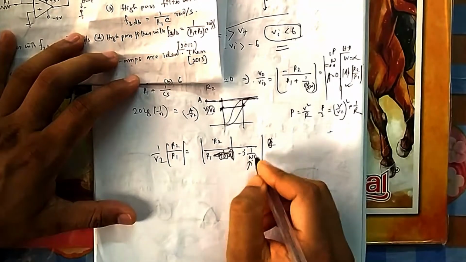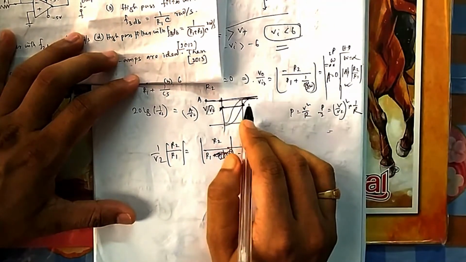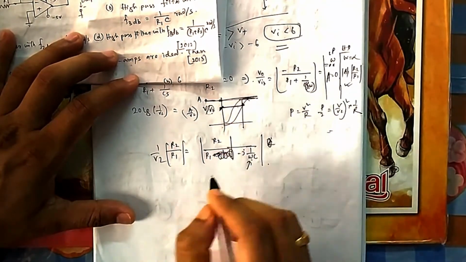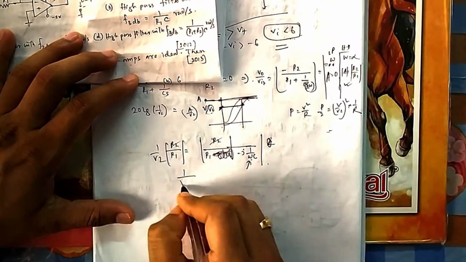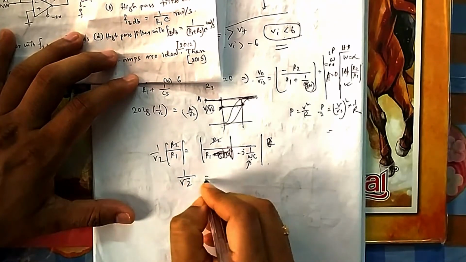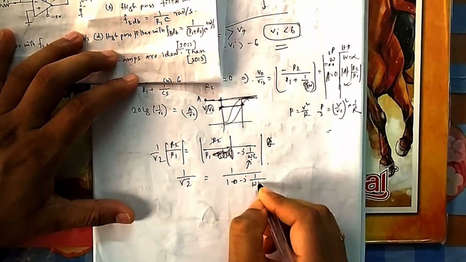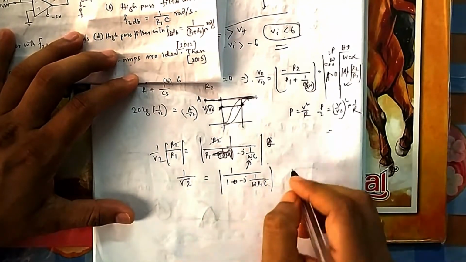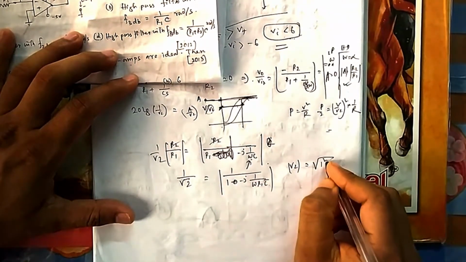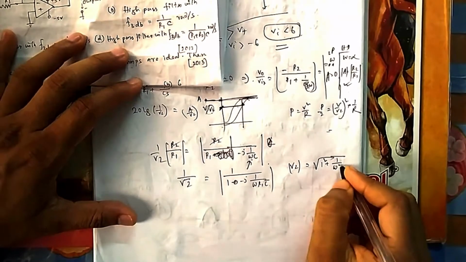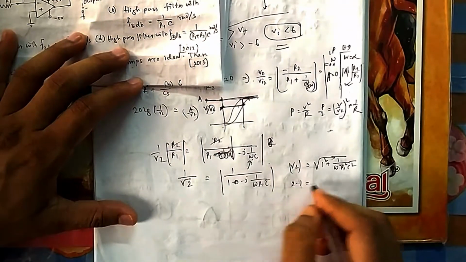At what frequency should this gain come? The final gain is R2 by R1, and it should be 1 by root 2 times the final gain. If you do it, R2 will get cancelled, and it will be 1 by root 2. If I divide by R1, then R1 will also go, then it will be 1 plus minus j by omega R1c. If you take magnitude, root 2 times should be equal to this magnitude. You can see the magnitude is under root 1 square plus omega square R1 square c square. If you take 2 minus 1, you can now solve it.